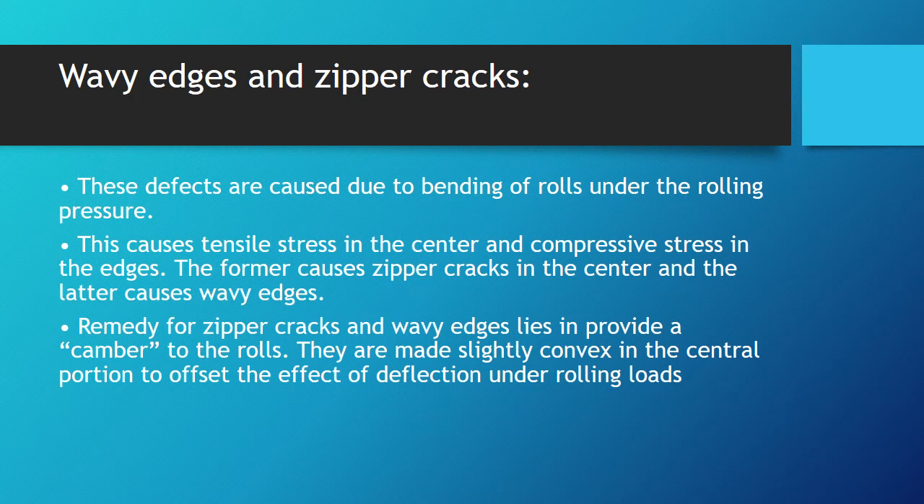The second category of defects is the internal defects. The first among the internal defects is the wavy edges and zipper cracks. And what are these? We'll study now. These kinds of defects are caused by the bending of rolls under the rolling pressure. What happens when we are doing a rolling operation? The rolls, which act like a straight cylinder or a straight bar, tend to bend under the pressure. Due to this bending, there is an uneven load applied on the material. This causes the material to generate some defects.